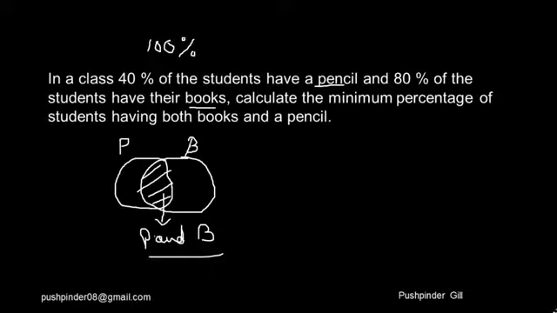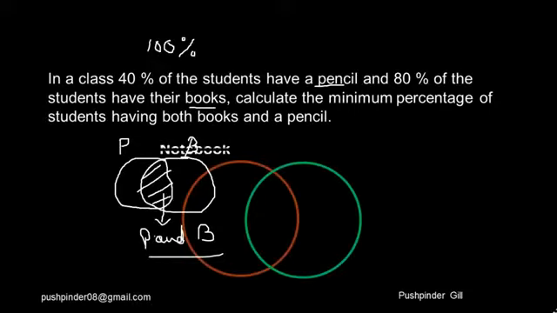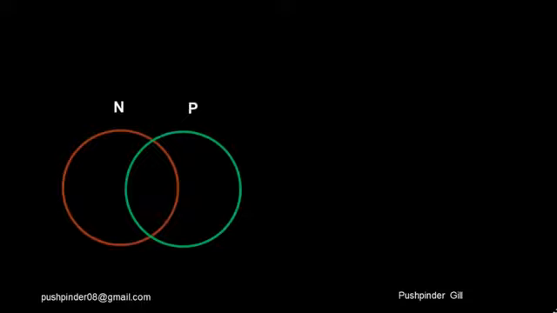So let's move ahead and understand what a Venn diagram is. This is people having their notebooks, and this is people having their pencils. There are three areas into which it is divided. Now let us understand what each area means so that we can use that approach in every question. Let us say this orange circle denotes people having notebooks, and this green circle denotes students having their pencils with them. So there are three areas.